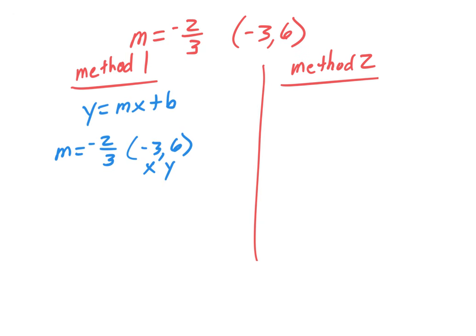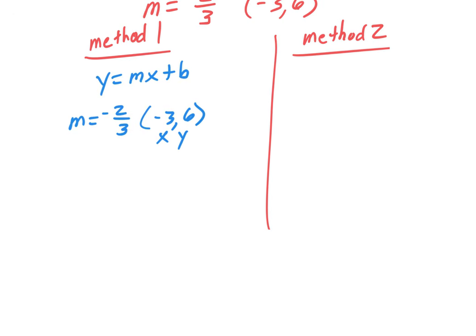But we got to have b. We got to know what b is. But I don't have a number just to plug in for b, like I did on that first problem. So we're going to just plug everything in one at a time here. My y value is 6. Slope is negative 2/3 times negative 3 plus b. And we're going to solve for b, that y-intercept.